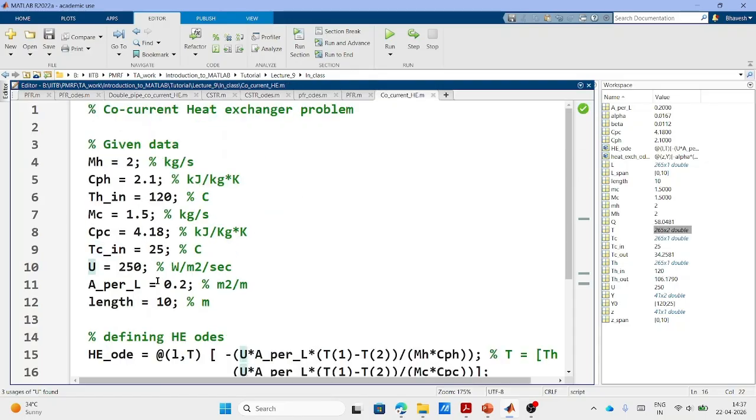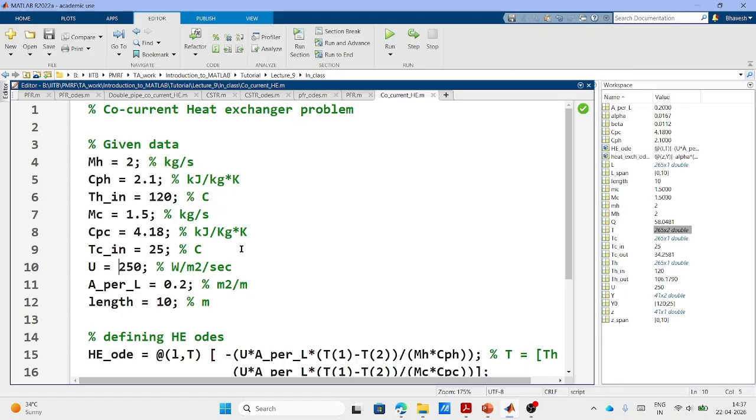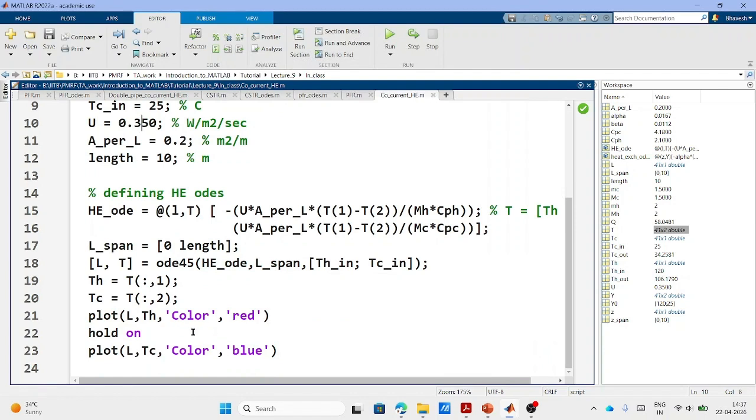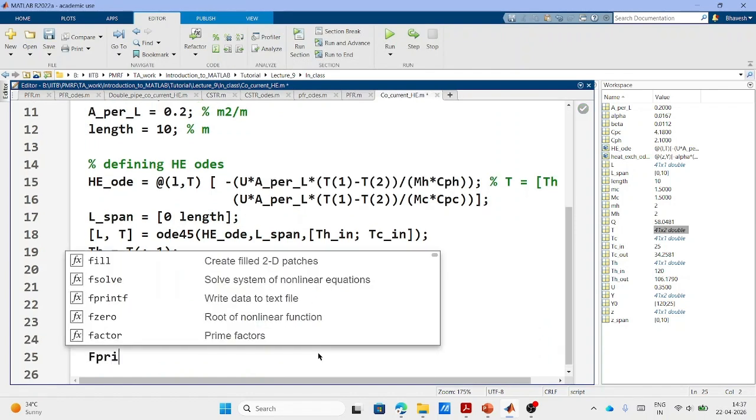So instead, what I have to do is not 250, it's 0.35. Yeah, now the values are correct. So this is TH, which is decreasing, TC is increasing. Okay, then we can also find the overall heat transfer.